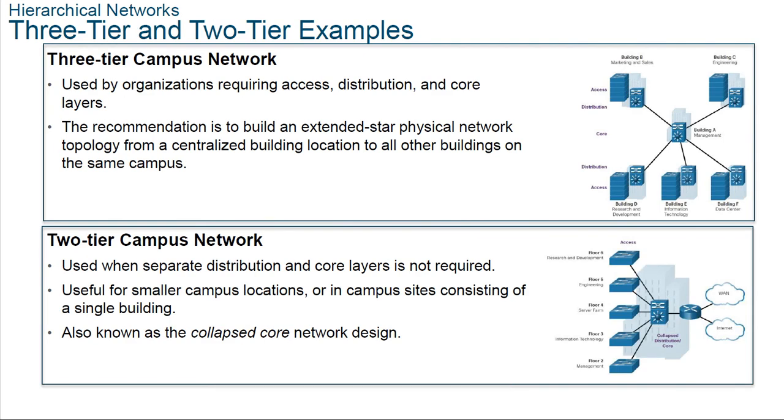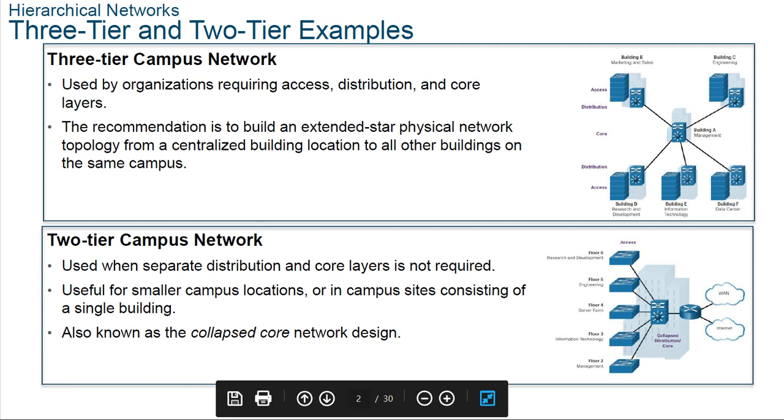3-tier and 2-tier example. We discussed earlier about the 3-tier, right? As hierarchical based core, distribution, and access. This is an example. But 2-tier is used when a separate distribution and core layer is not required. Just having them collapse together, the distribution and core, so that only the access layer is in a single layer.